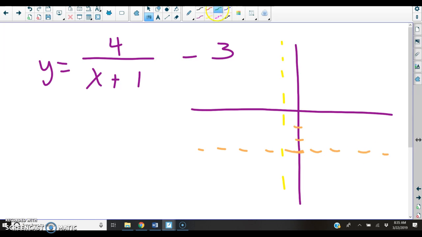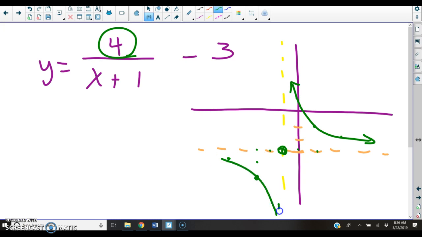Okay, and then the 4 says when I go from this point they intersect, I need a product of 4 for my moves right and up or left and down, because 2 positives multiply to give me a positive, 2 negatives multiply to give me a positive. So from here I can go right 2 up 2, or right 4 up 1, or right 1 up 4. So that branch is going to look like that. And from this one I can go 2 left, 2 down, or 4 left and 1 down, or 1 left and 4 down, and I'm just giving it a quick estimate. But that's what it will look like.